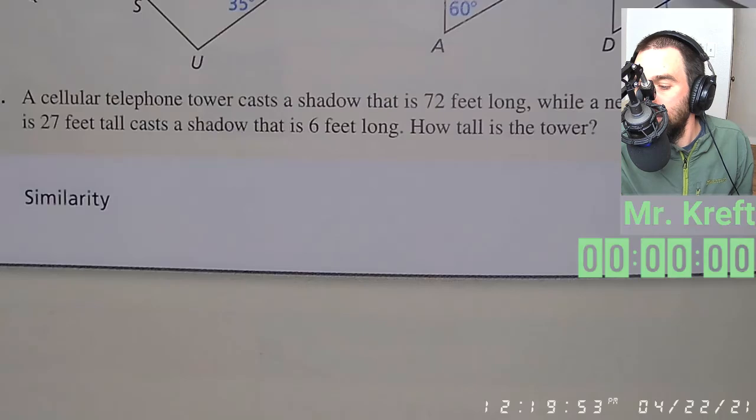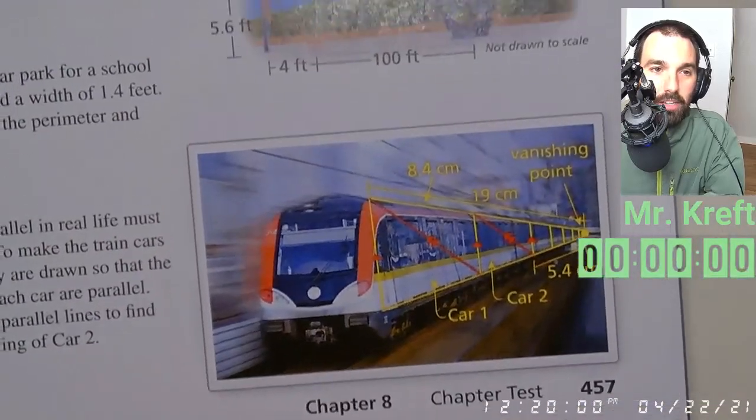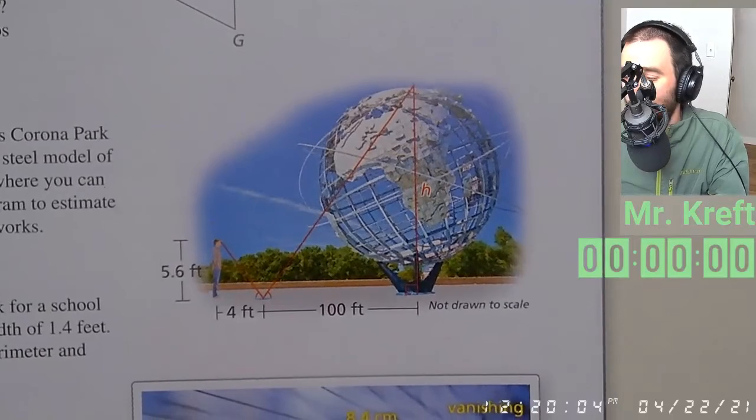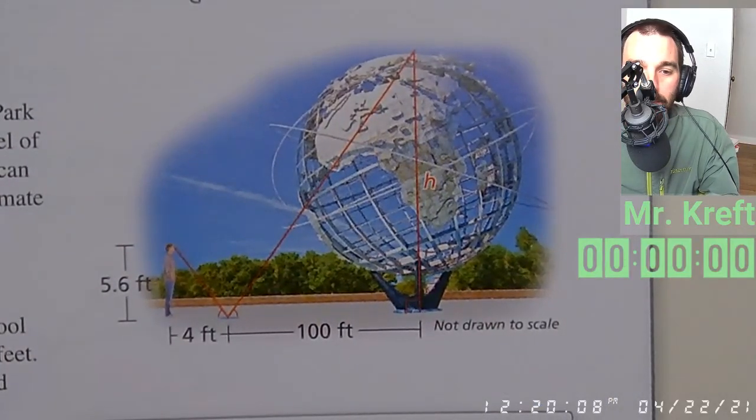So let's go here. I'm going to unfreeze. And then I'm going to... Ooh, there's a train. Choo choo! But what I really want... Tell me what you want, what you really, really want. Oh, I want to find the height of this globe.